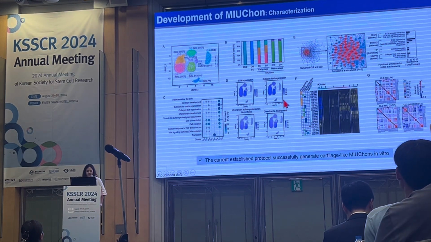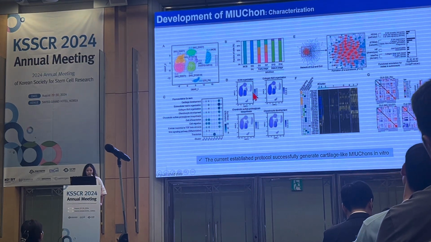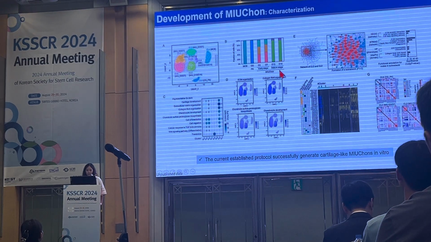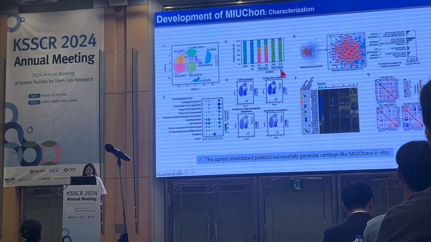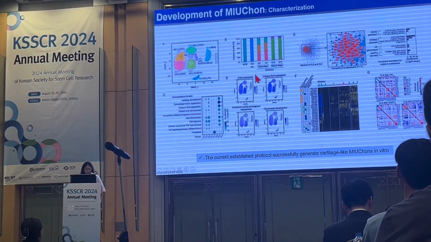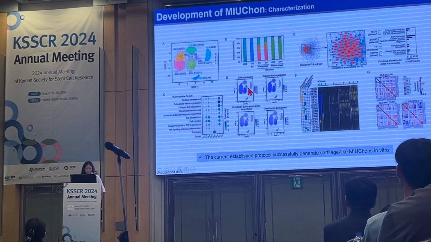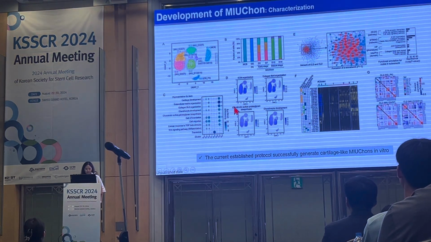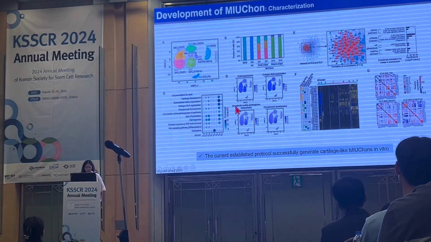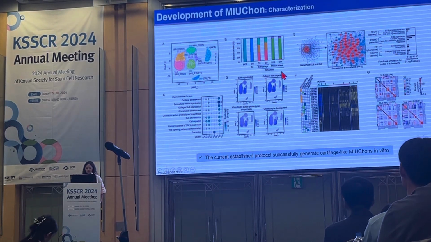Through single-cell sequencing, we confirmed a distinct cell subpopulation in each step of differentiation, and in mature MUCONs, at fully differentiated MUCONs, a uniform cell type was observed as well. Also, genes related to cartilage development and ECM organization were increased in the MUCONs. So, through the characterization, we confirmed that the current products will successfully generate cartilage-like MUCONs in vitro.